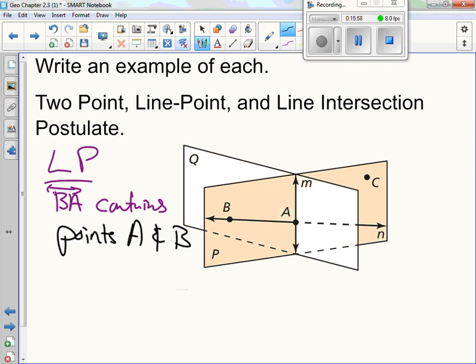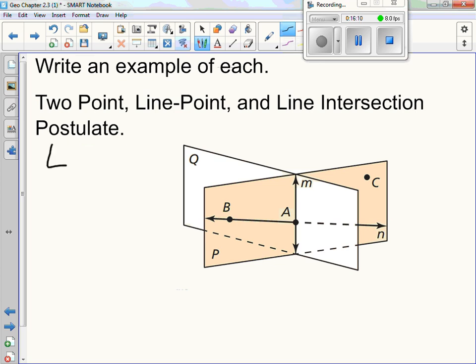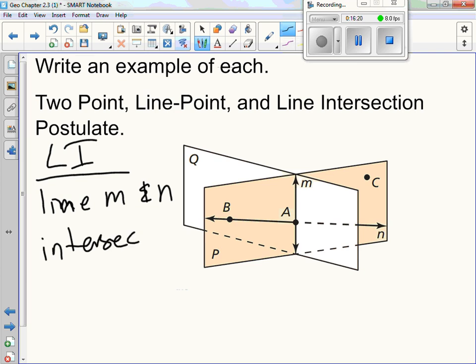And that brings us to the last one, line intersection. We good for me to erase this? Anybody else still copying? Line intersection. Lines M and N intersect at what? Yes. Point A. They intersect at point A.